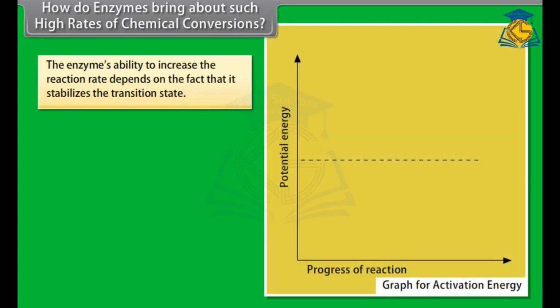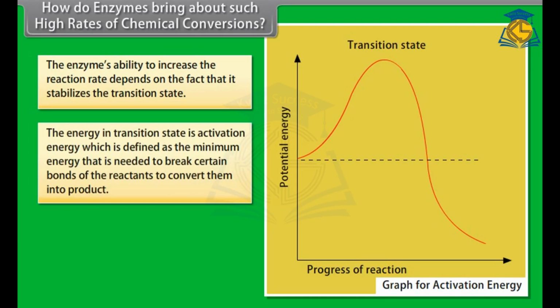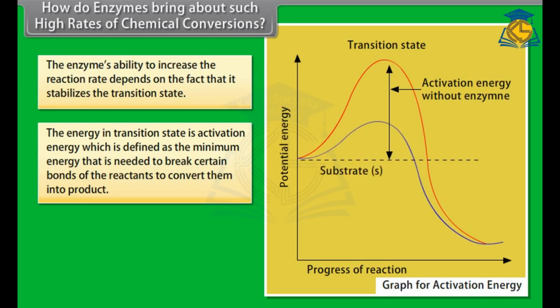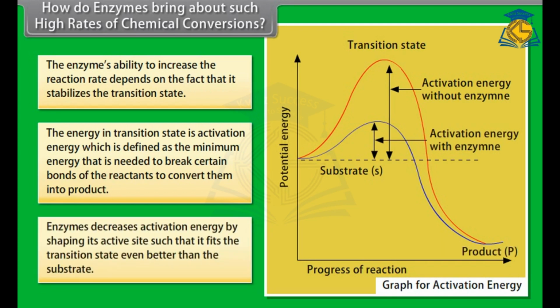The enzyme's ability to increase the reaction rate depends on the fact that it stabilizes the transition state. The energy in the transition state is activation energy, which is defined as the minimum energy needed to break certain bonds of the reactants to convert them into product. Enzymes decrease activation energy by shaping their active site such that it fits the transition state even better than the substrate.